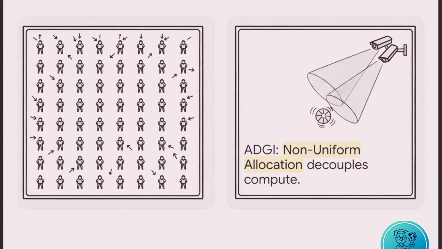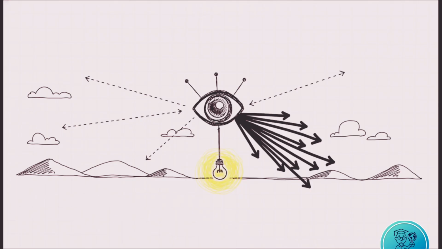It completely decouples the compute resources from the total number of probes, meaning it focuses solely on where the light or geometry is actually actively changing. So how does this scout and focus adaptive strategy actually work in practice?